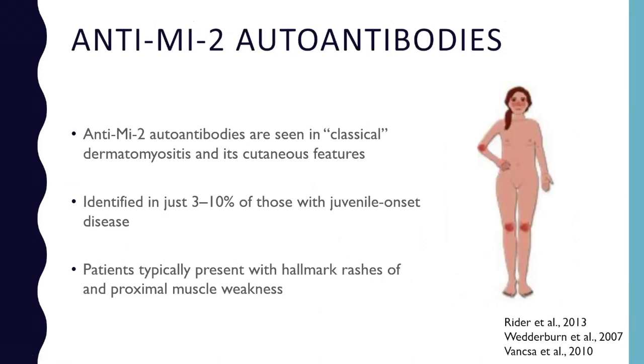Anti-Mi2 autoantibodies are not as common. They're in about just 3 to 10% of those with juvenile myositis. They're often described as the classical dermatomyositis. So these are the patients that have classical rashes and muscle weakness.